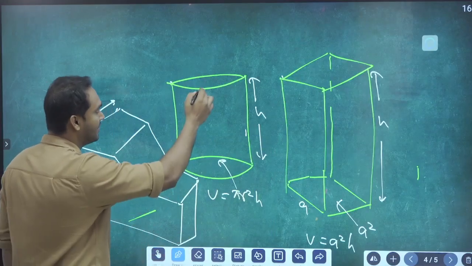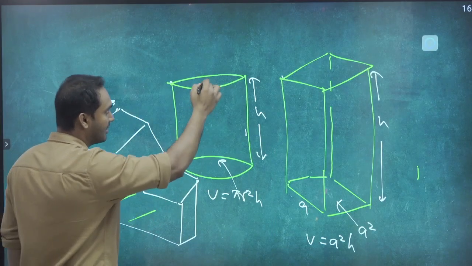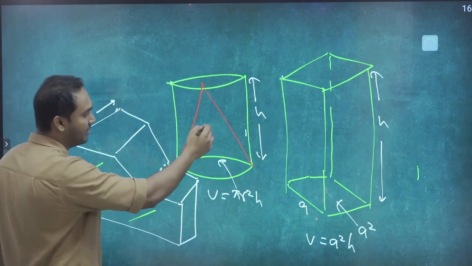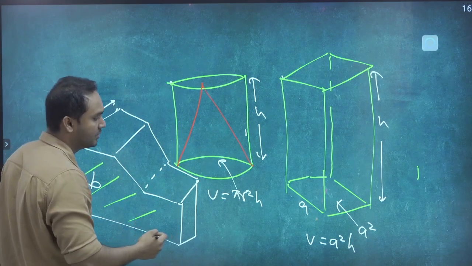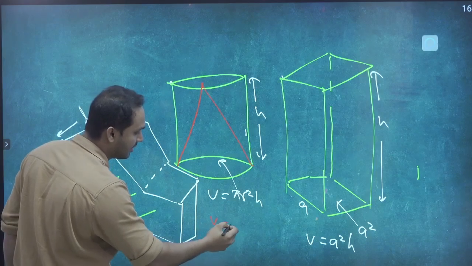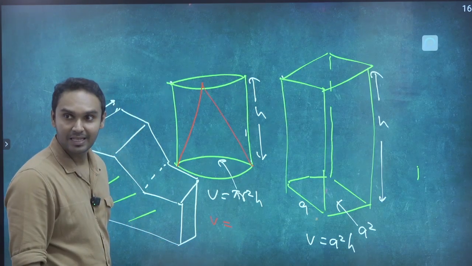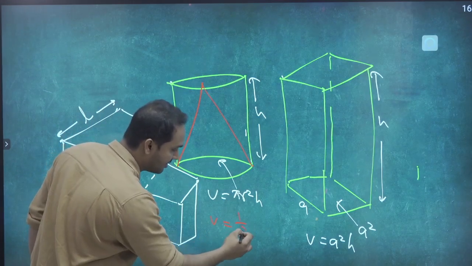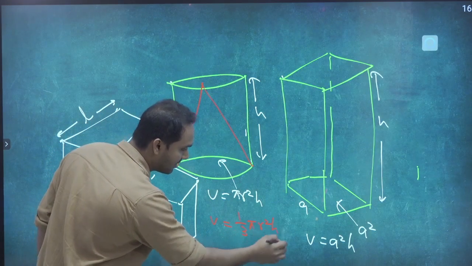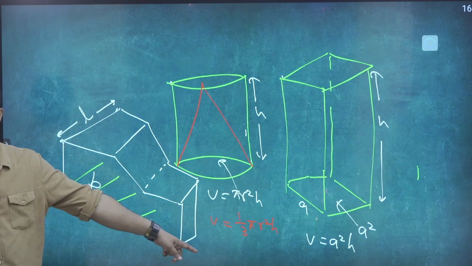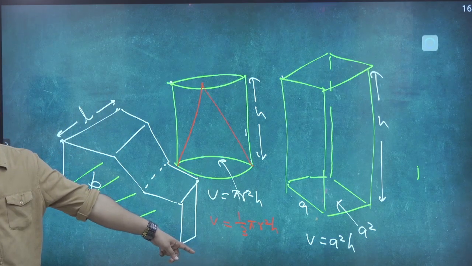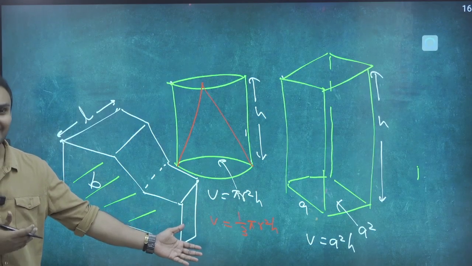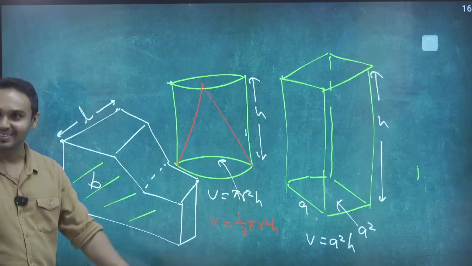Now if I draw a cone here, like this, the volume of this cone should equal what? 1/3 of the cylinder. Isn't this the formula for the volume of a cone? You understood it now? Bro, I was telling the whole time the same thing. You only understood it now. Good.